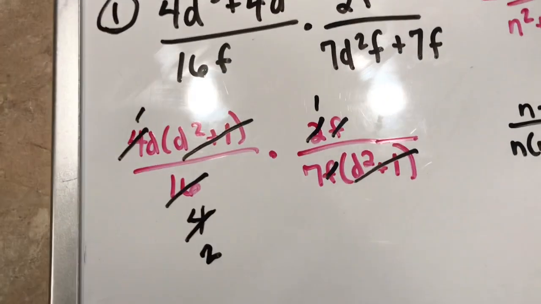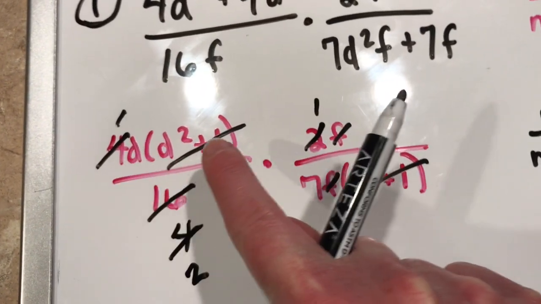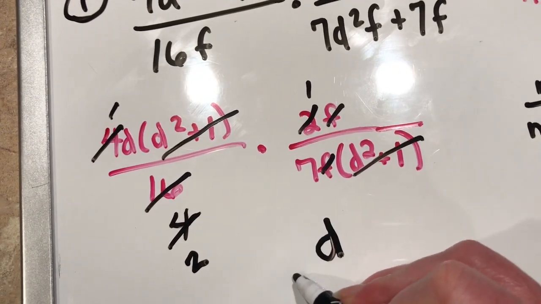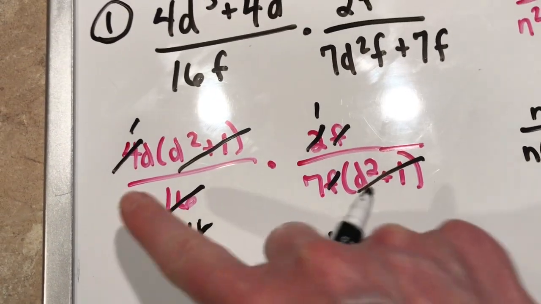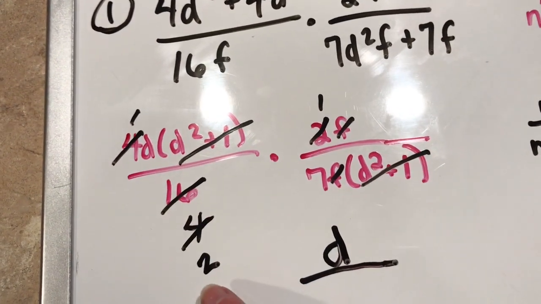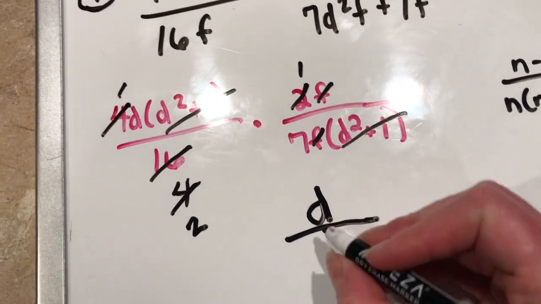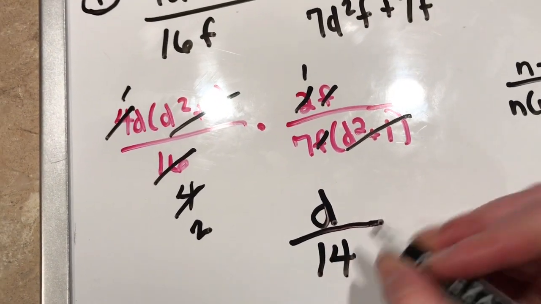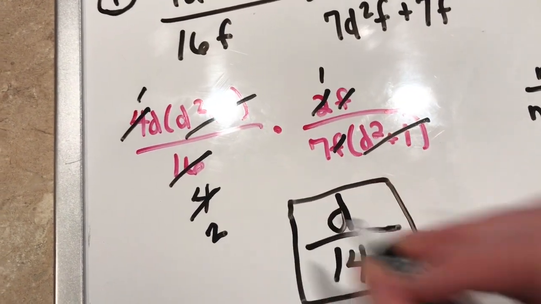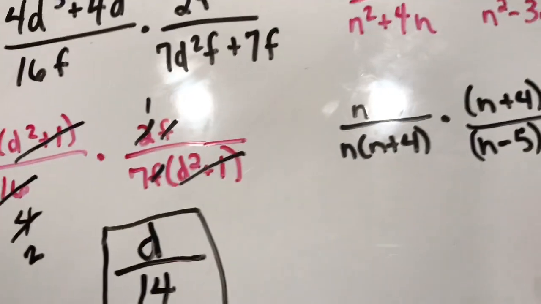That is fantastic. Okay, so then on the top, if you look, the only thing I have left is a D. This one's tough. Okay, that's all I have. Okay, and then on the bottom, I've got a 2 and a 7. Okay, so 2 times 7 is 14. So my final answer was D over 14. What'd you do? Awesome.